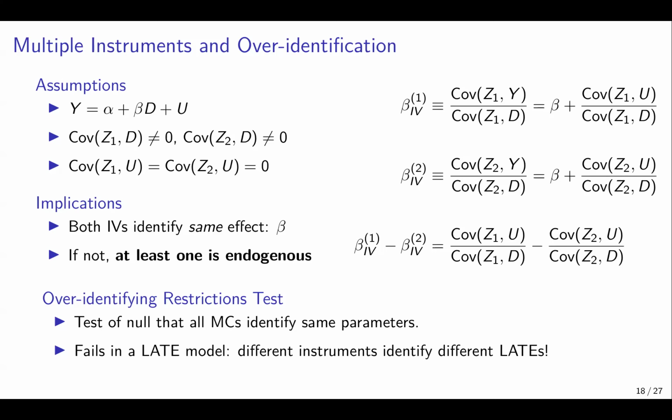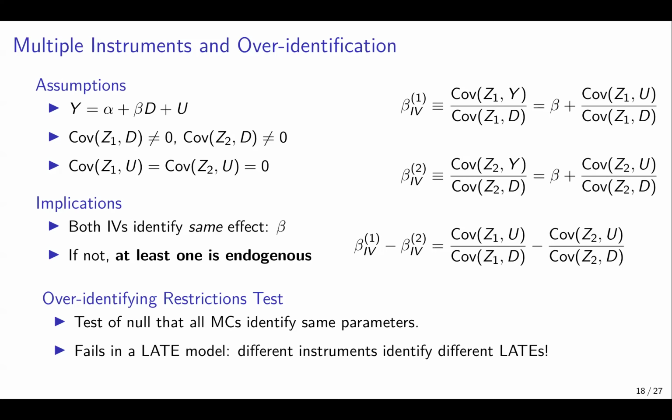I should point out, however, that the converse is not true. It's possible that the difference could be 0 even though they are both endogenous. How could that happen? Well, if Z1 and Z2 had the same pattern of covariance with U and with D, so if those ratios worked out to the same number in each case, admittedly that's a knife-edge condition, but it's possible, then the difference would be 0 in spite of the fact that both of the instruments are, in fact, endogenous.